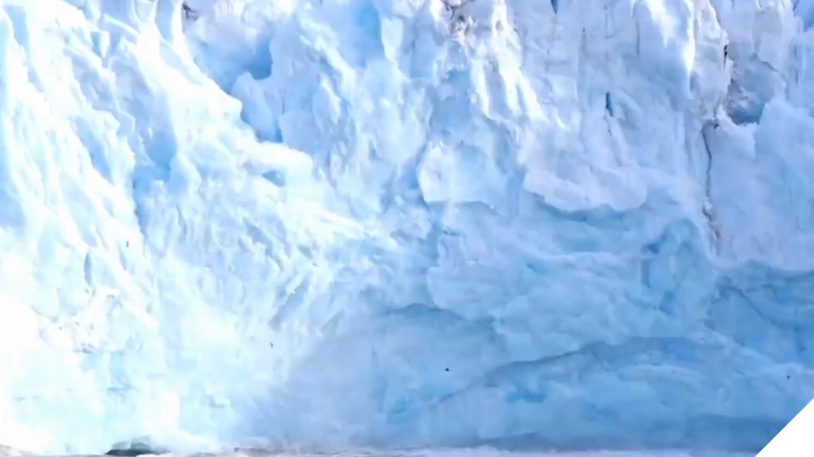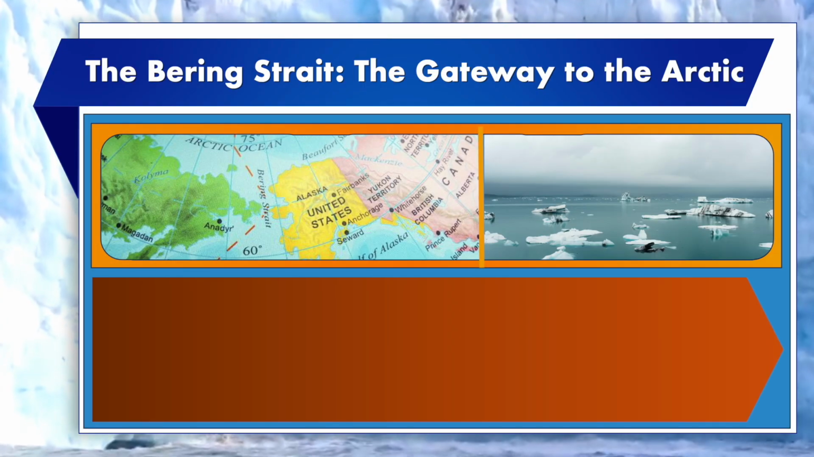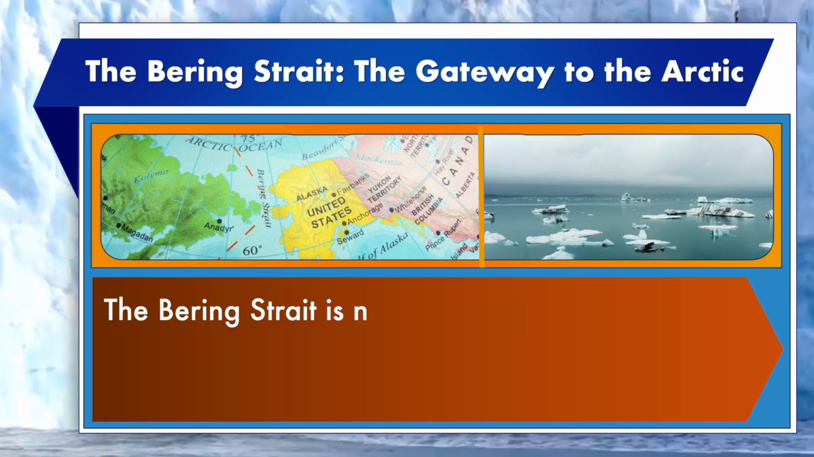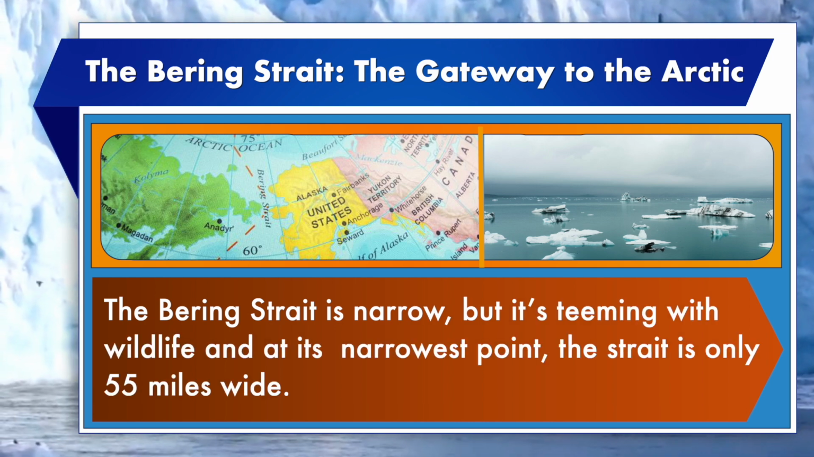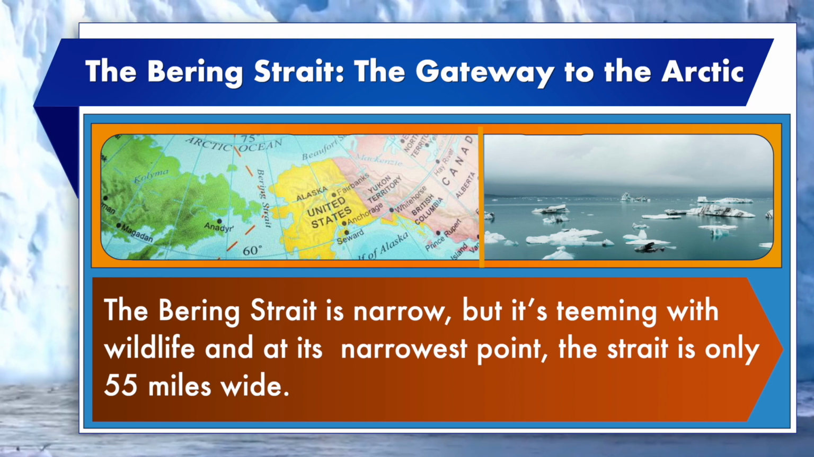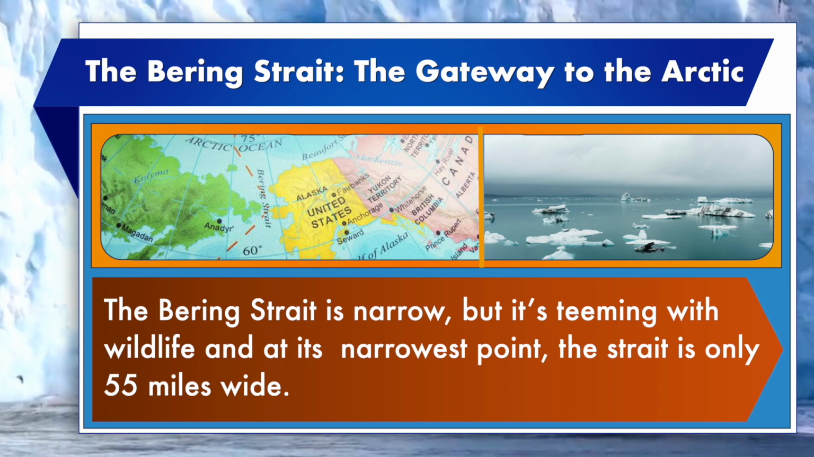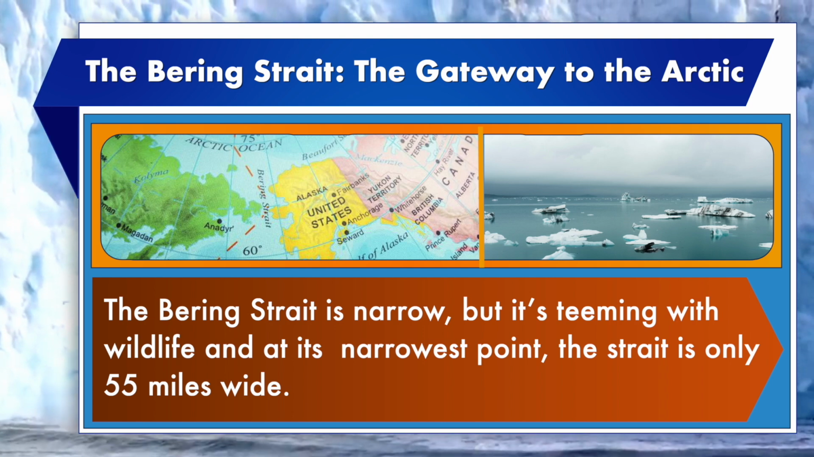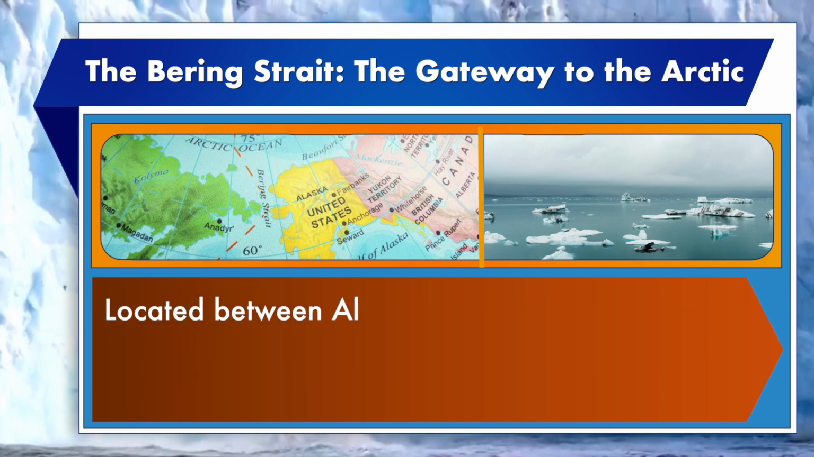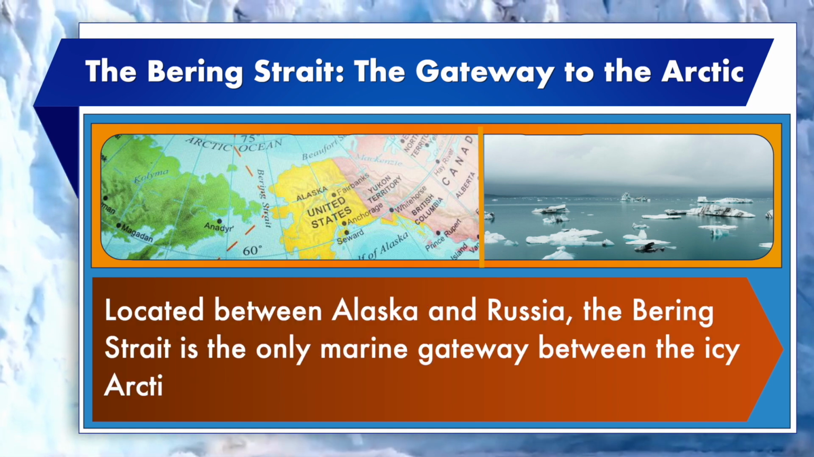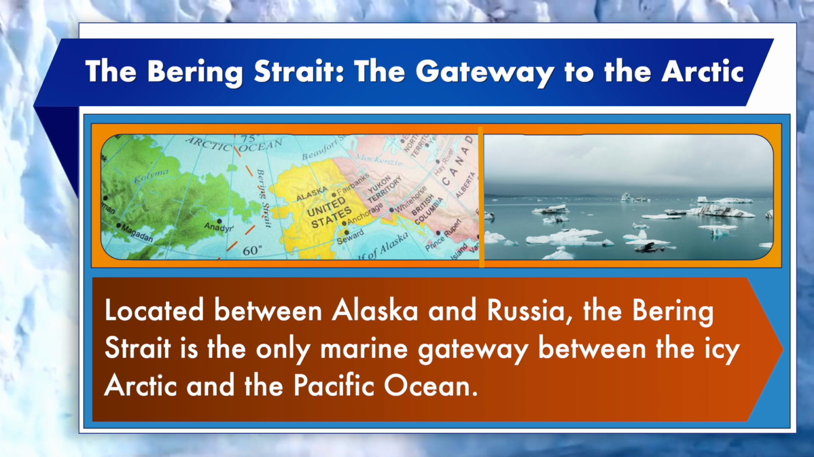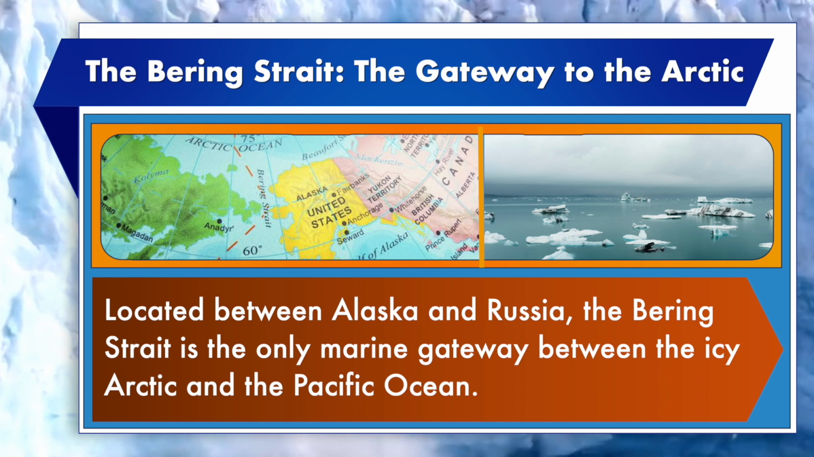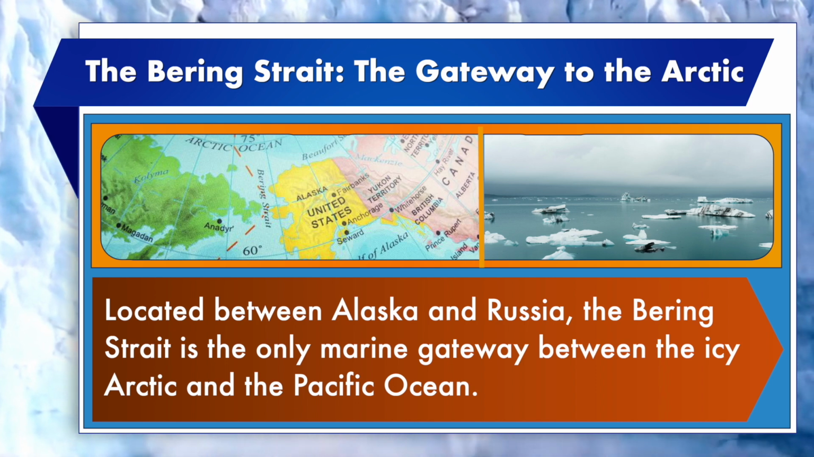First we will discuss the Bering Strait. The Bering Strait is considered a gateway to the Arctic. This strait is very narrow, and at its narrowest point it has a width of only 55 miles. It is located between Alaska and Russia, and it is the only marine gateway between the icy Arctic and the Pacific Ocean.